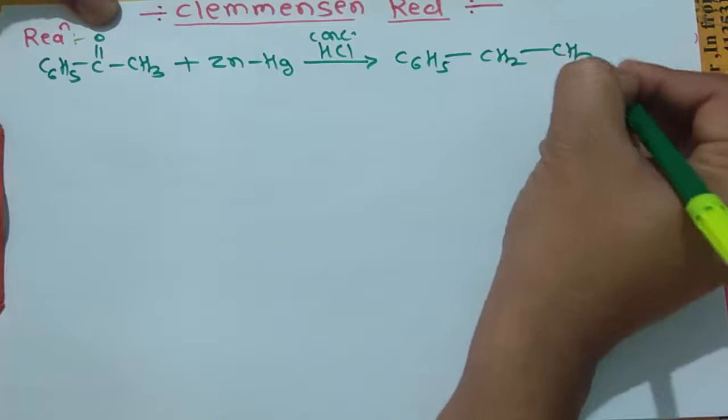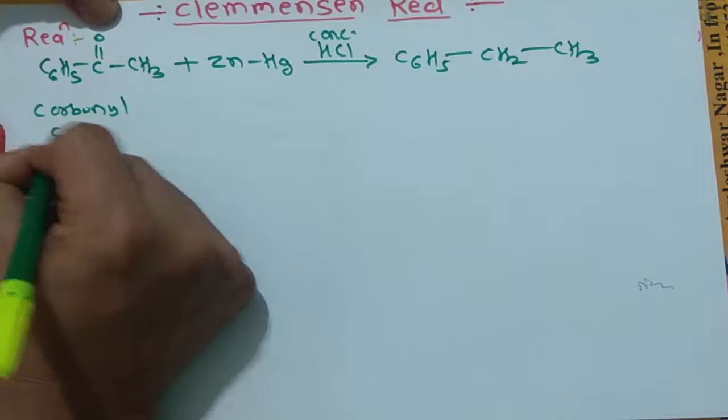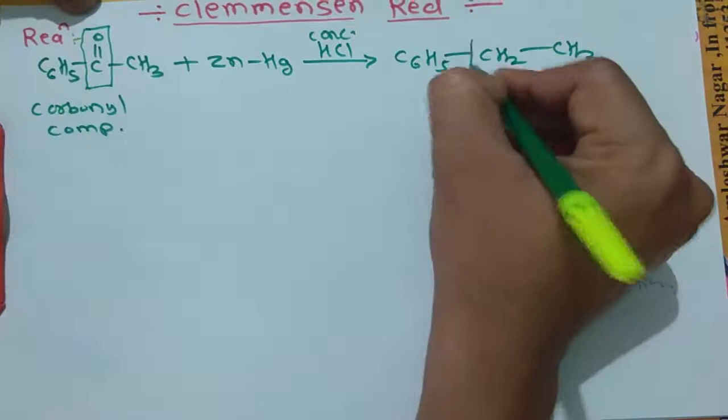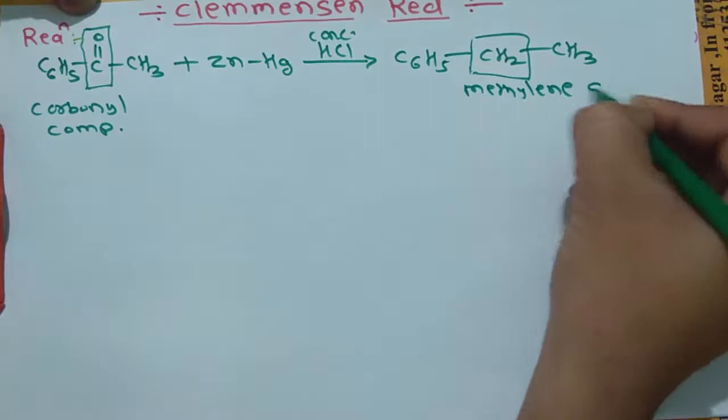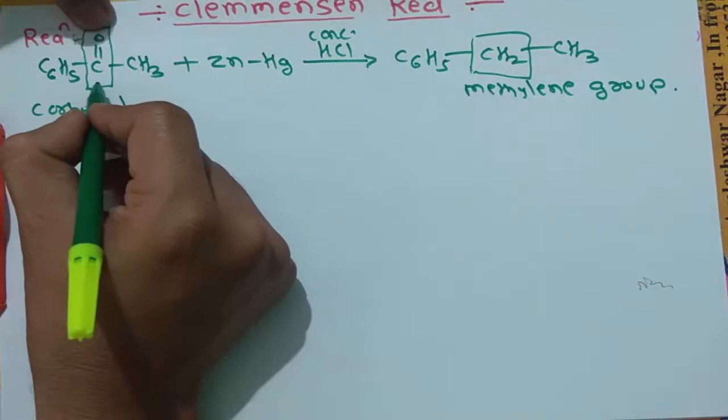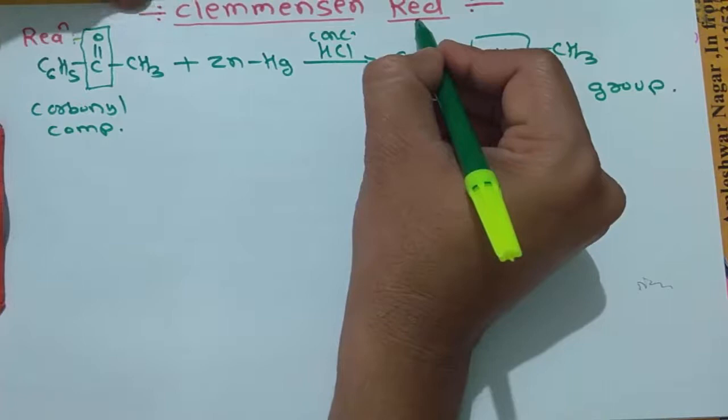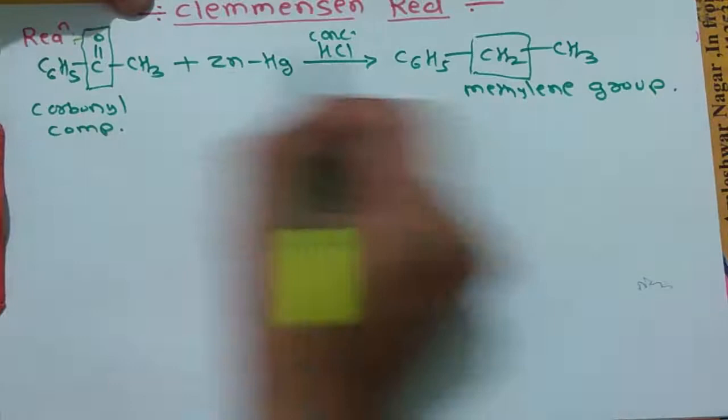C6H5CH2CH3. This is the carbonyl compound, and here it is the methylene group. In this reaction, see the carbonyl group: it can be reduced to a methylene group, meaning reduction takes place. This reduction was first found by the scientist Clemmensen. That's why this overall reaction is known as the Clemmensen reduction.